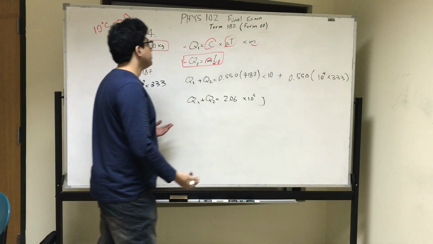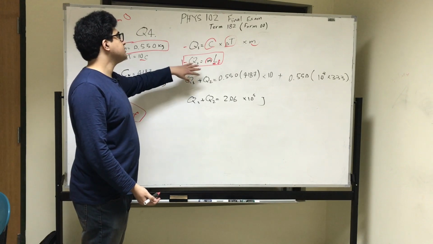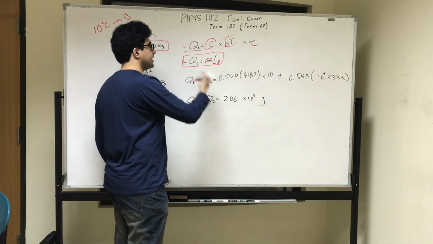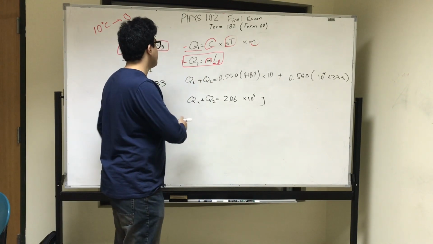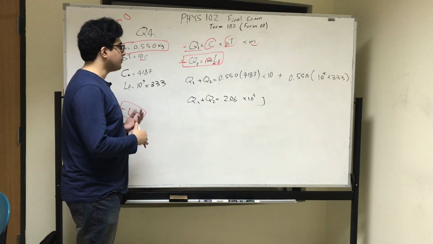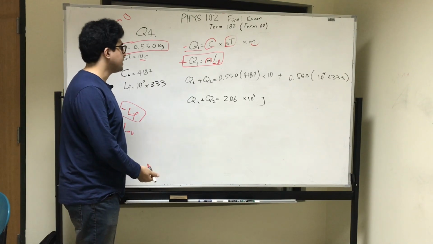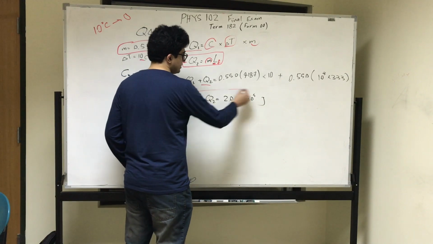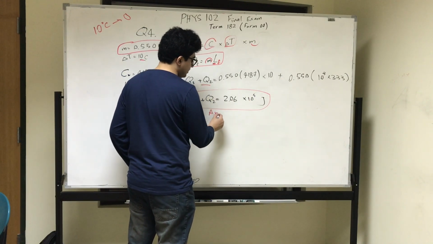So all you need to do is just plug your numbers in to get the first energy, which is the energy associated with the change in temperature, and the other energy, which is the energy associated with the change from liquid to solid. So if you add these two energies up, you'll get this value, and that would be your answer.